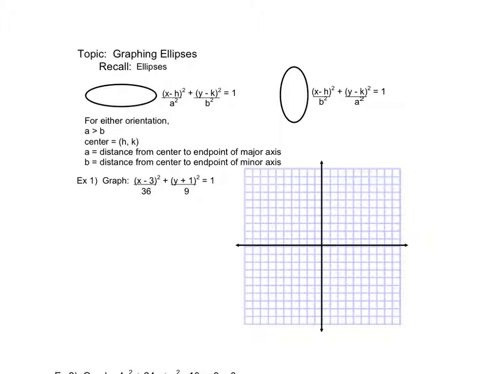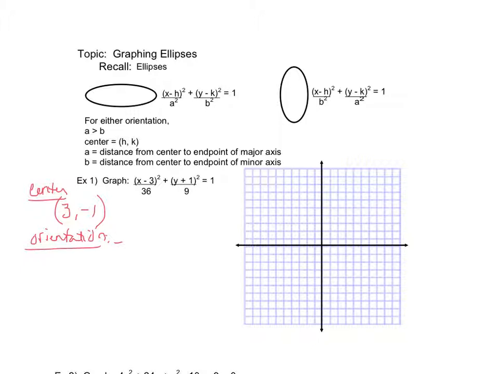So looking at example 1, I want to go ahead and graph this ellipse. First thing I notice is that my center, very similar to a parabola or a circle, is going to be at (3, -1), because once again I am subtracting my h and subtracting my k. I do want to take the number that's being subtracted, where here it's a 3 and here +1 is the same thing as -1, so this is my center. I also need to know my orientation.